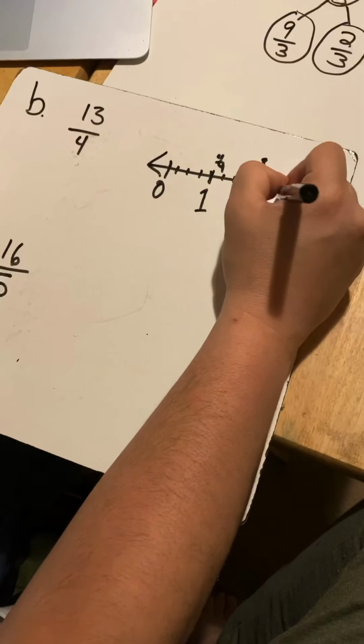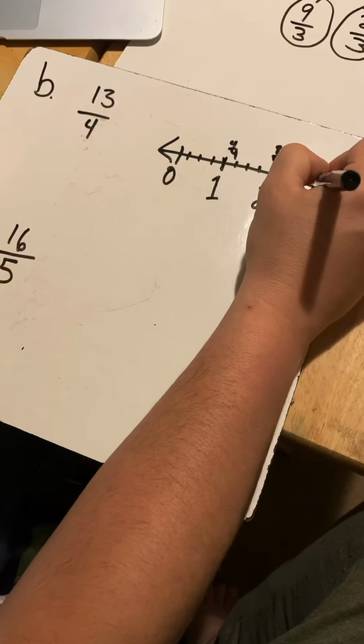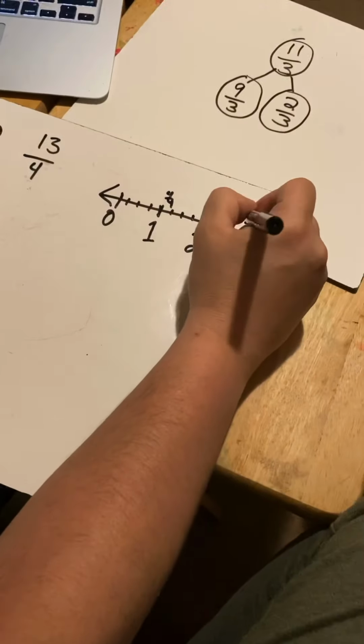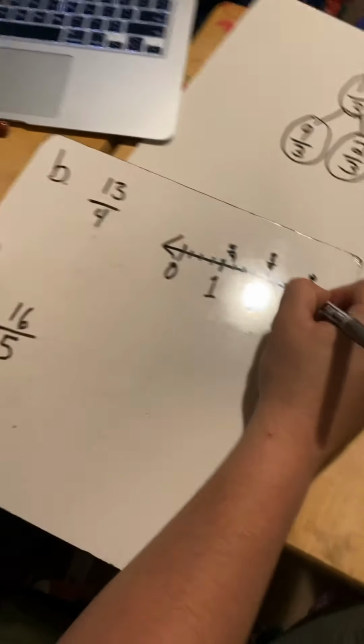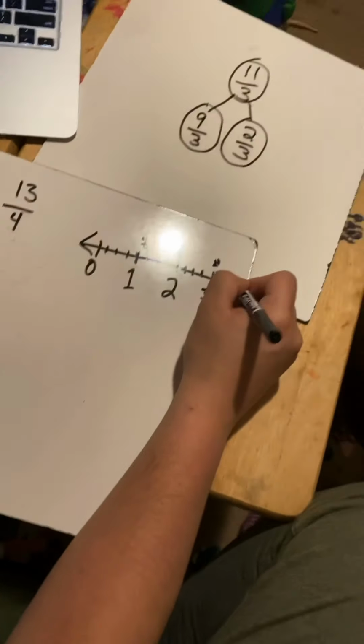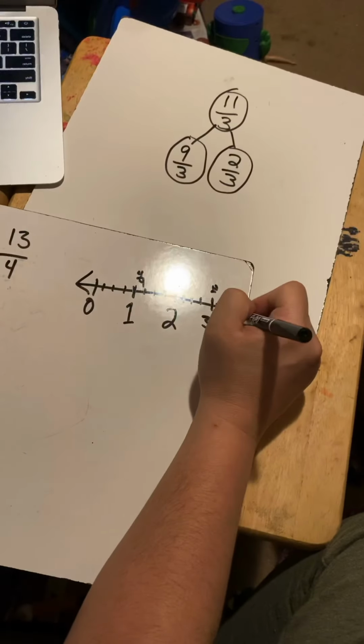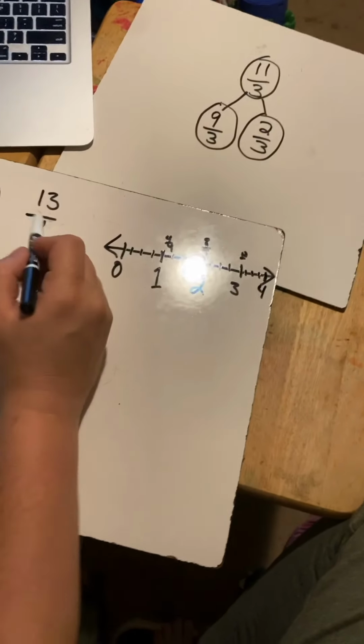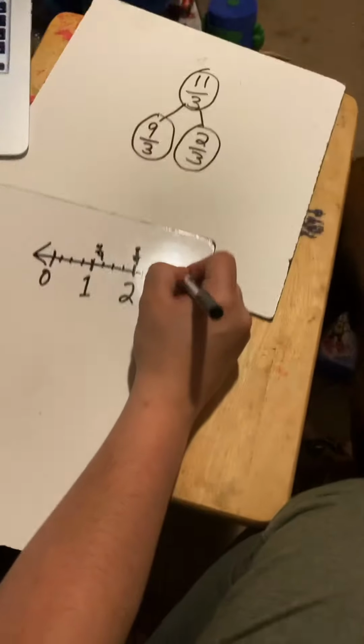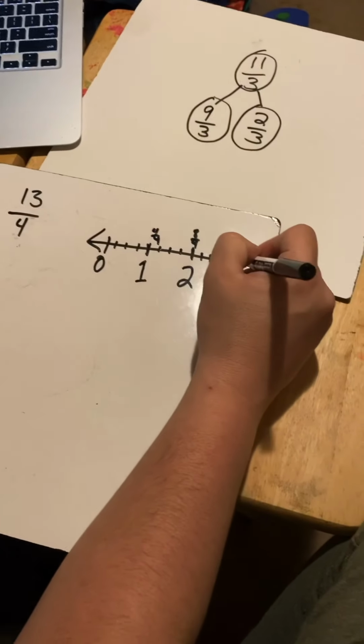Then we've got 9/4, 10/4, 11/4, 12/4, which is 3. And then we've got 13/4, 14/4, 15/4, 16/4, which is 4. But you know, we didn't go to 16/4. We're stopping at 13/4. So here's my 13/4 right here.